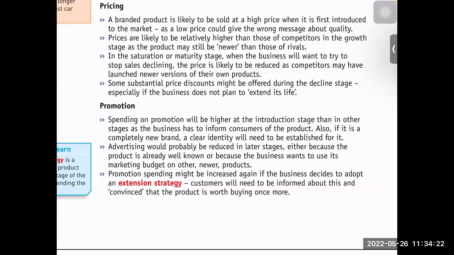In the saturation or maturity stage, when the business will want to try to stop sales declining, the price is likely to be reduced as competitors may have launched newer versions of their product.